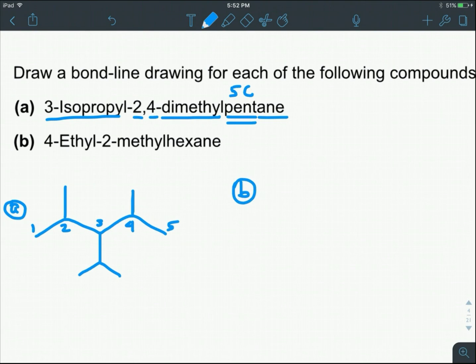Taking a look at B, 4-ethyl-2-methylhexane. Hexane is my root, so 1, 2, 3, 4, 5, 6. Number from one end to the other. I have an ethyl on 4. Now I could have just as easily drawn that way. As long as it is a 2-carbon chain, it is fine. And then on carbon 2, I have a methyl.